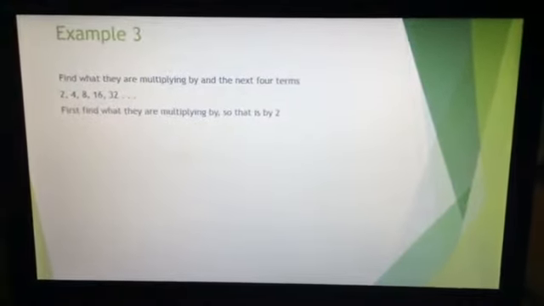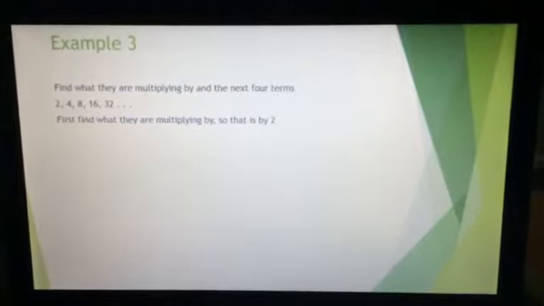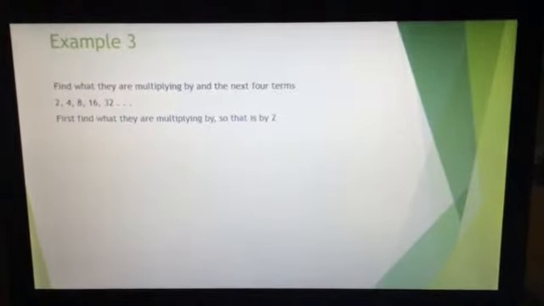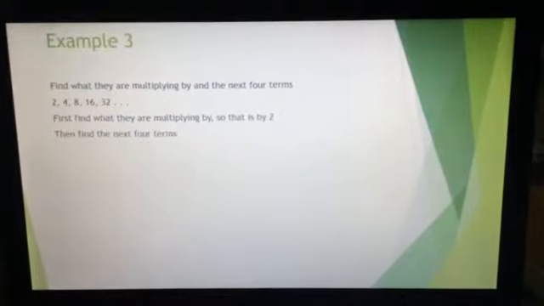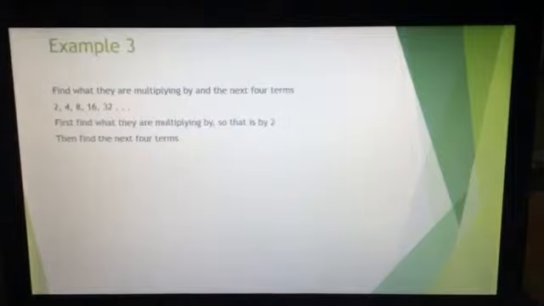We can find what they're multiplying by seeing the difference between 2 and 4, and that would be 2. So you find 2 times 2 equals 4, 4 times 2 equals 8, and so on. Now we're going to find the next four terms since we've found what they're multiplying by.